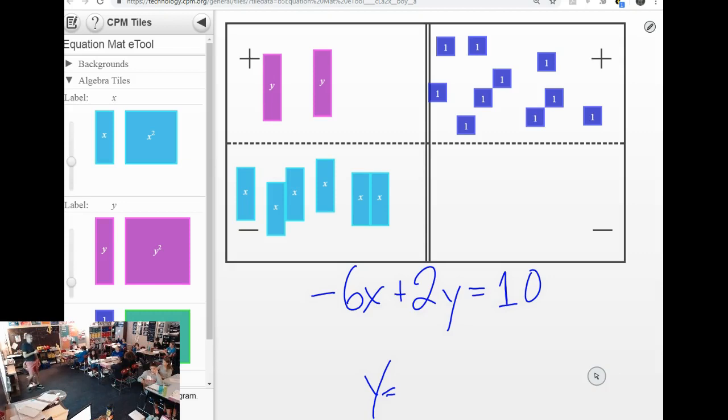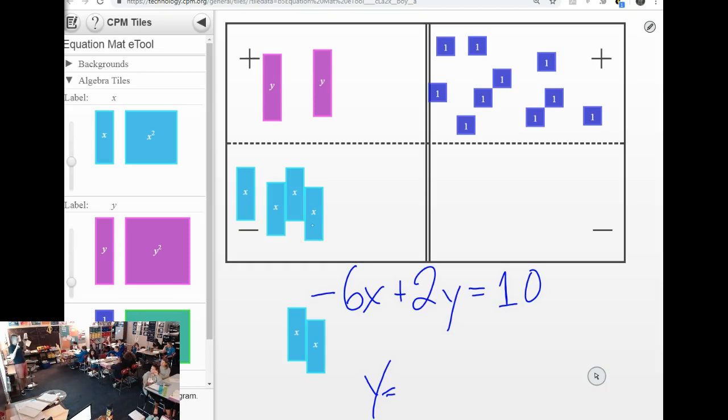Now this is where math gets funky, because you have to step outside of the physical, real, what can happen. To get y by itself, I need to get rid of these 6x's, right? But if I remove these 6x's, I'd have to do the same thing on the other side. Now I can't remove 6x's, right?